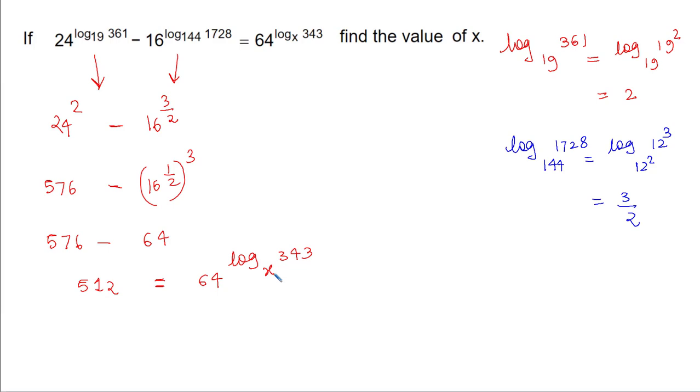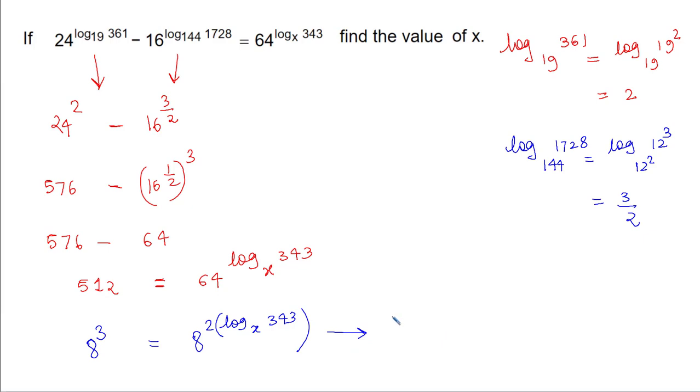Over here the common factor is what? 512 is 8 to the power 3 and 64 is 8 to the power 2. So let's convert both sides into 8. This is nothing but 8 to the power 3 and this is nothing but 8 to the power 2 times log of 343 to the base x. So if the bases are the same, we need to compare the powers.